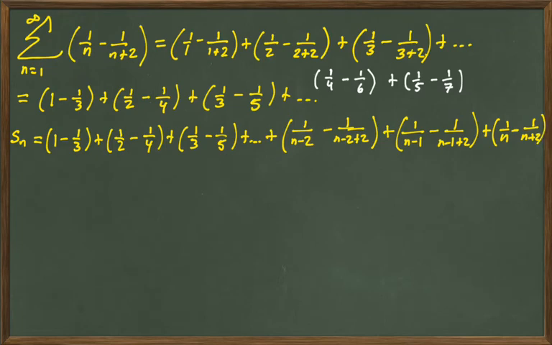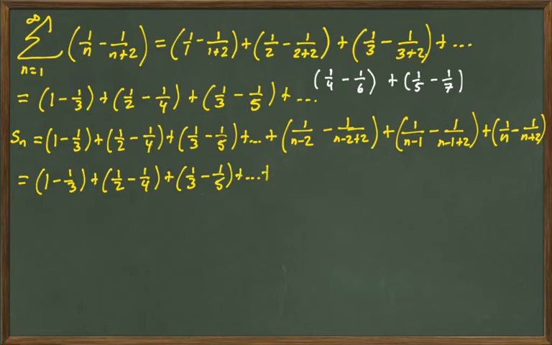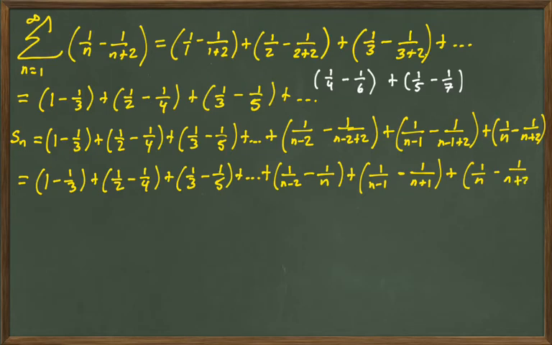Okay. All right. So this is going to be equal to 1 minus 1/3 plus 1/2 minus 1/4 plus 1/3 minus 1/5 plus dot dot dot 1 over n minus 2 minus 1 over n. And so notice the 1 over n and the 1 over n there, so you had to go back 2 terms to see that it cancels. Okay, and then 1 over n minus 1 minus 1 over n plus 1 plus 1 over n and minus 1 over n plus 2.